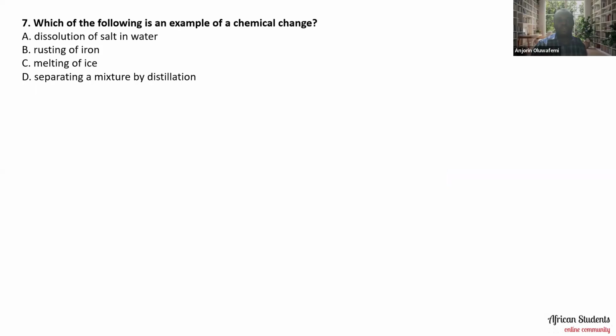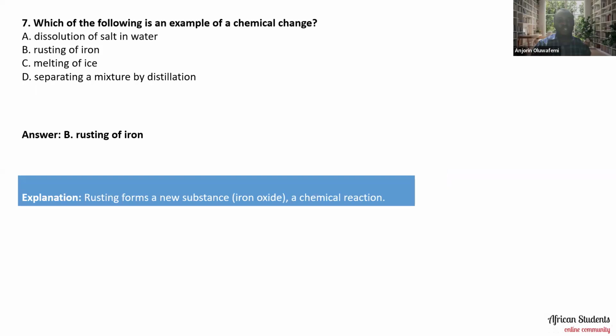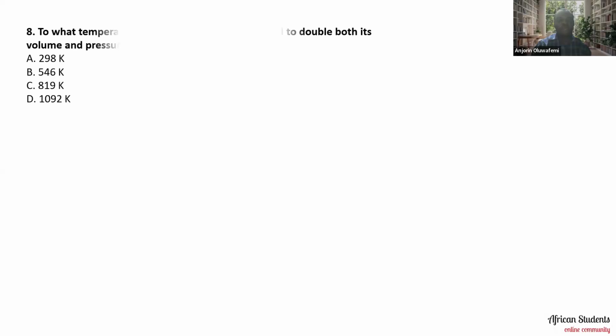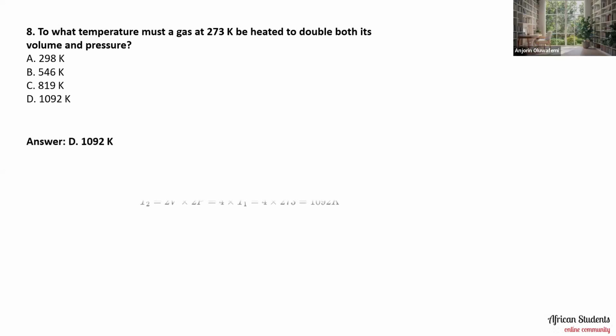Okay. All right. So which of the following is an example of a chemical change? Is it dissolution of salts in water, rusting of iron, melting of iron, or separating a mixture by distillation? The answer is rusting of iron is an example of chemical change. And rusting forms a new substance, iron oxide, which is a chemical reaction, so it's a chemical change.